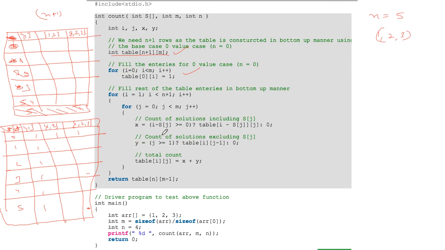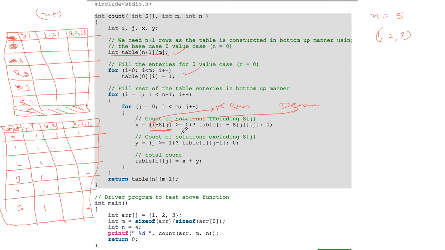Now, what does this i here represent? According to our previous convention, it was n with respect to a tree. It is the sum. Let me write sum. And j represents denominations. If I have to include it, the new subproblem becomes i minus s of j.